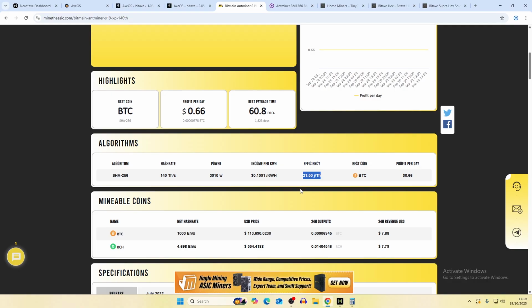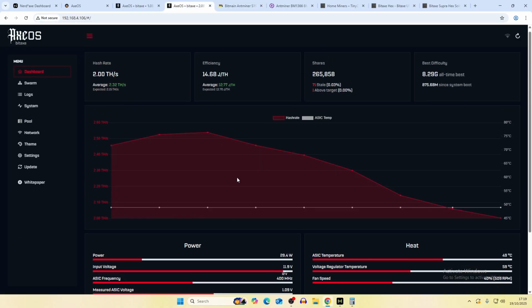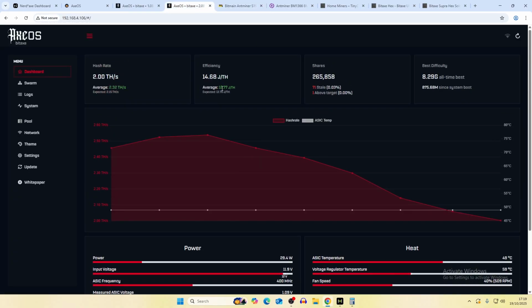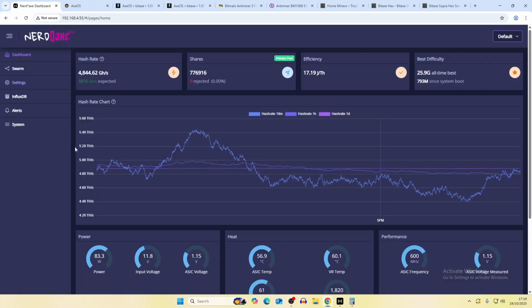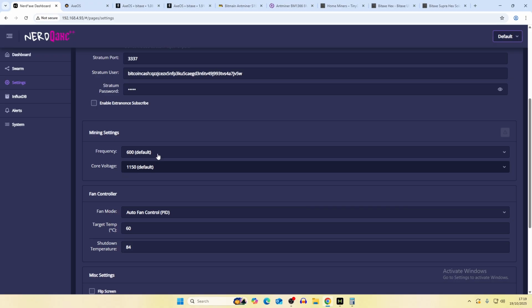So if this efficiency is technically true, the one that we're seeing here, so around 12.77 is what it's averaging out at there, that would mean that this is the most efficient miner that we have on our rig, and probably the one that we can actually get the most efficient. As I said, with the NerdQaxe, we're obviously on default settings.